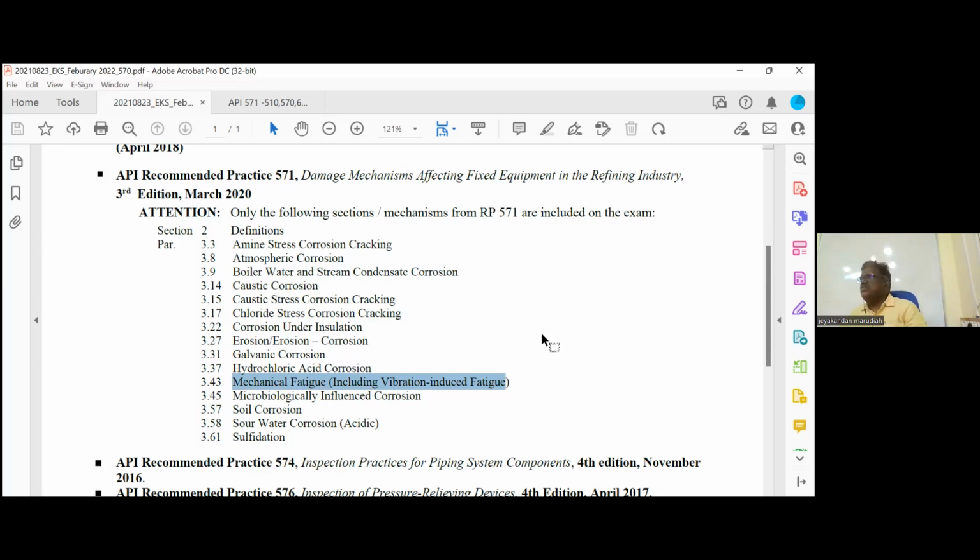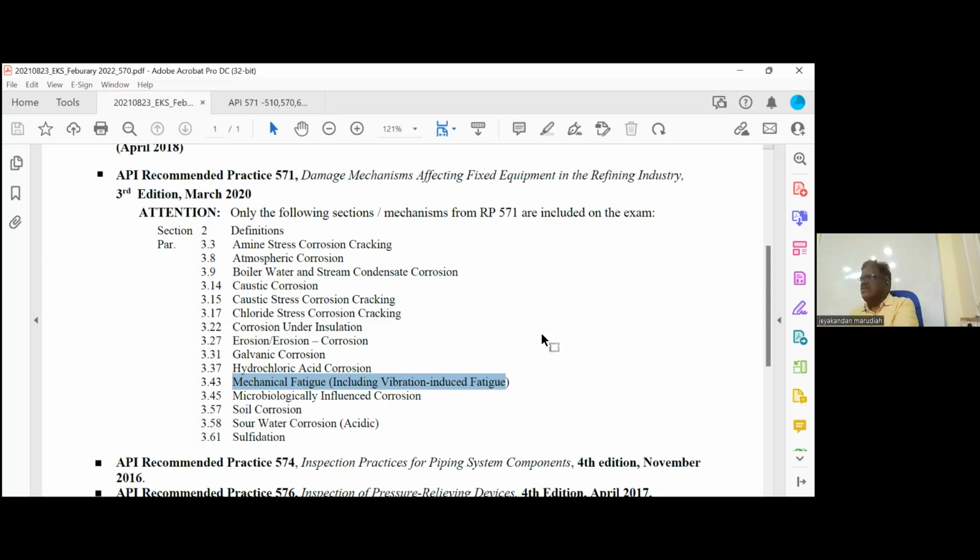Now vibration is also included in mechanical fatigue. And the second one is, all environmental cracks are surface cracks. So what is meant by environmental crack? Environmental cracks and stress corrosion cracks are both the same. Why are they called environmental cracks? Because the corrosion is provided by the service environment, the chemical.